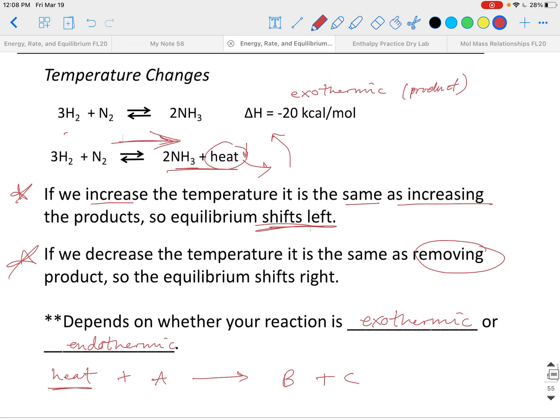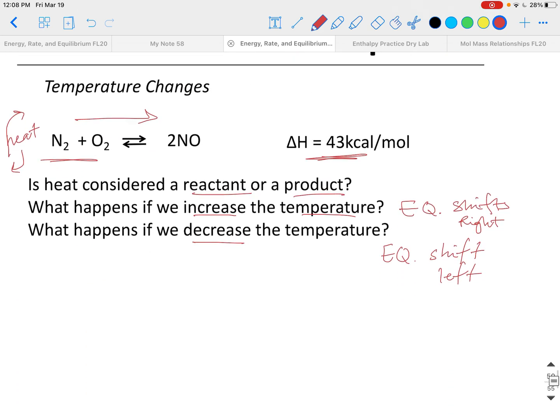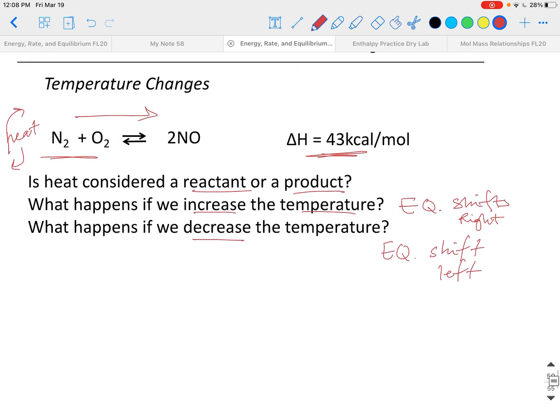All right, that's temperature changes. That's a scenario with exothermic. That's a scenario with endothermic. It's the only kind of scenarios you can have.